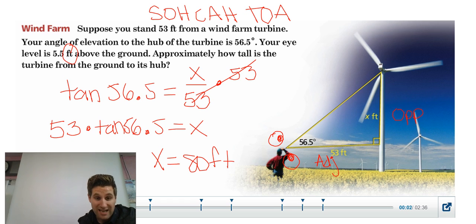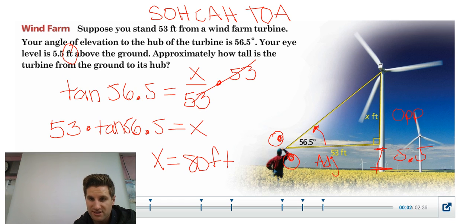Now, unfortunately, that's not my answer. Let's read our problem, because I didn't actually read it. It says, suppose you stand 53 feet from a windmill, or a wind turbine. So this is where the 53 feet is. Your angle of elevation to the hub is 56.5 degrees, so we look straight out, and then we rotate up 56 degrees. Your eye level is 5.5, so this distance here is 5.5. Approximately how tall is the turbine from the ground to the hub?